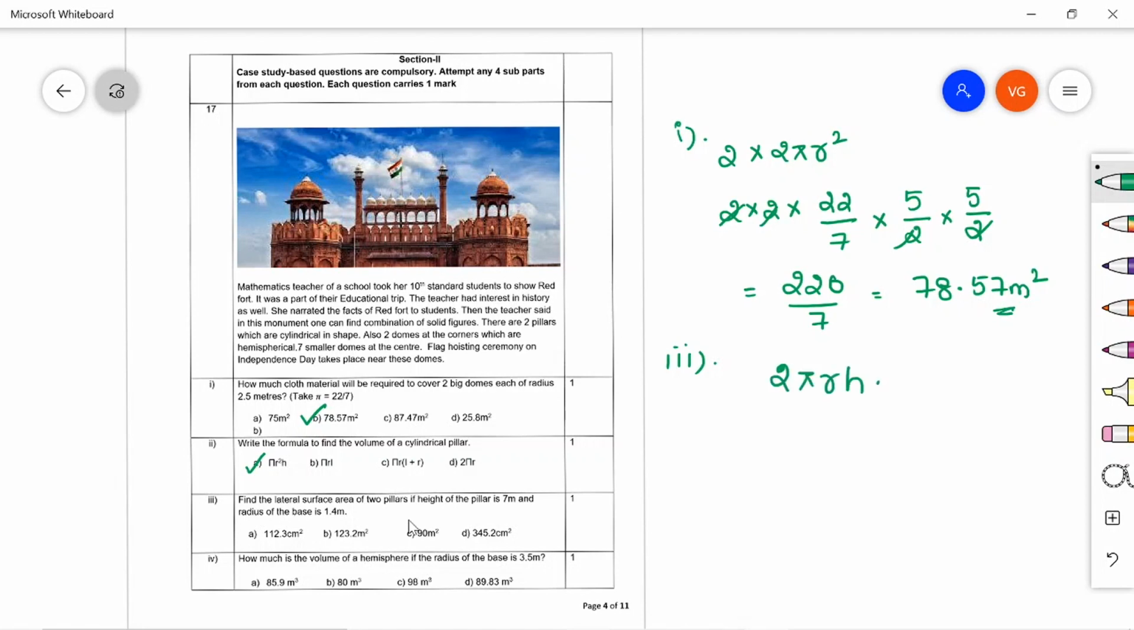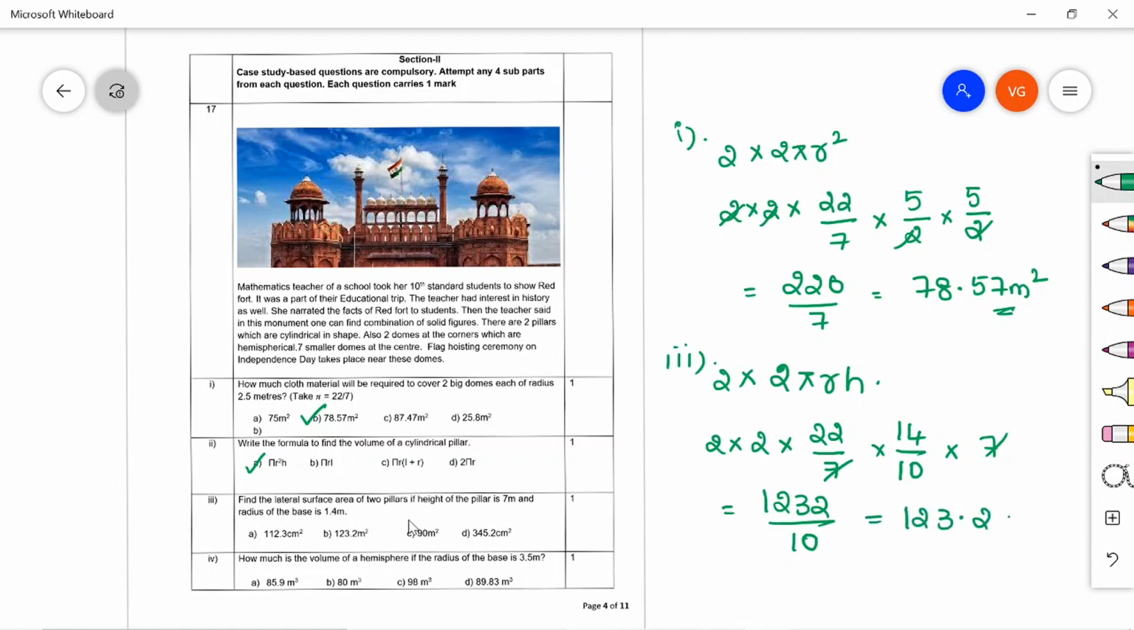Right. So they're asking for two pillars. Just multiply with 2. You're given the data: 2 into 22 by 7. Base radius is 1.4. I'm writing 14 by 10 into height of the pillar, which is 7. So this will get cancelled. Just multiply. You'll get 1, 2, 3, 2 divided by 10. So that is nothing but 123.2 area. So meter square you'll get. So that is option B.